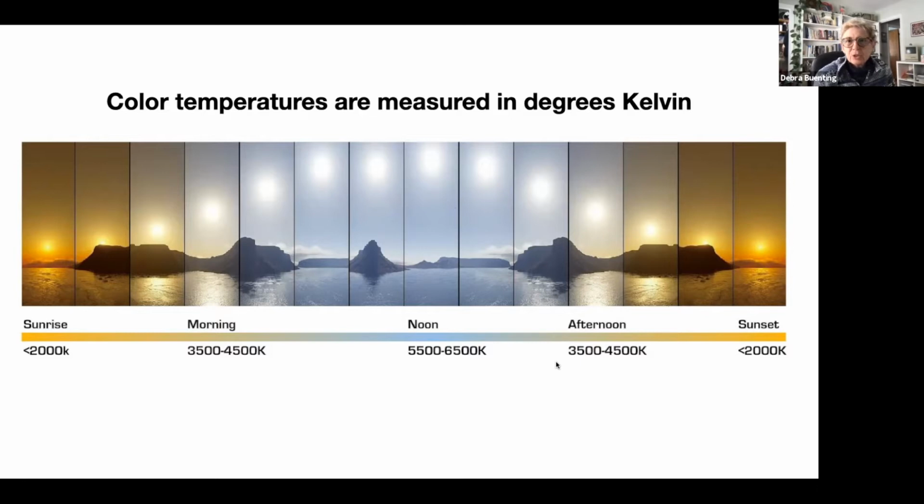Color temperatures are measured in degrees Kelvin. Just like we say Celsius or Fahrenheit, there's also Kelvin as a way to measure the color of light, and that has to do with where it lands on the spectrum. So we talk about 500 to 6,500 K, that would be Kelvin. Okay.